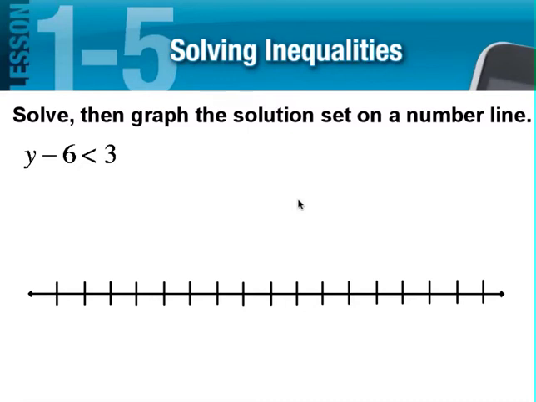Okay, and so the inequalities we're going to be solving today, you're going to actually graph on a number line. If you look at what it says, solve and graph the solution set on a number line. So yes, you're going to have to put a number line on these. I'm sorry, that's just kind of the way it is.